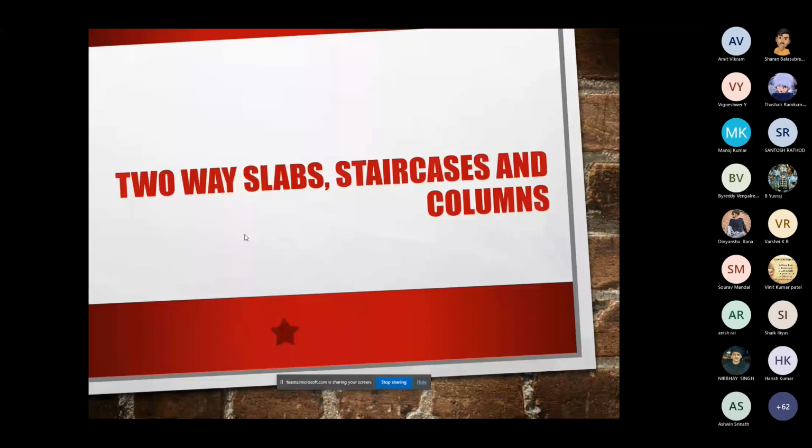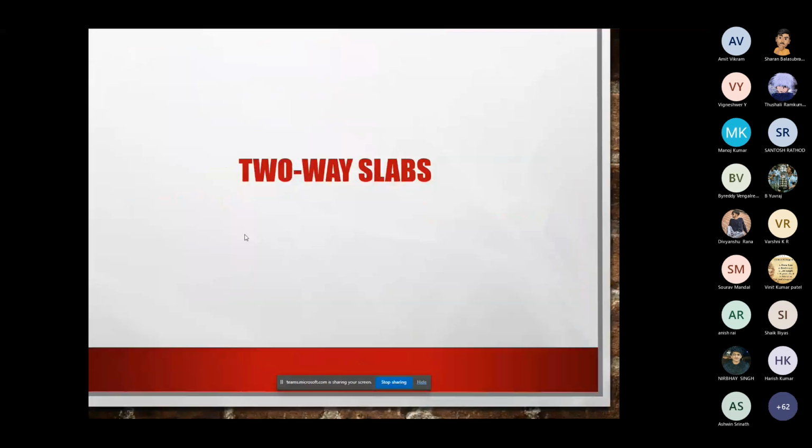Now the remaining two elements which undergo bending kind of a behavior are two-way slabs and staircases. Among these, staircases I will not cover much. In fact, that will form a part of your assignment. I don't think I have given any assignments till now, so that's what I'll do. I'll probably be giving an assignment on staircases, which you will do as a self-study, and you will actually do some design problems as well. So we'll start off with two-way slabs.